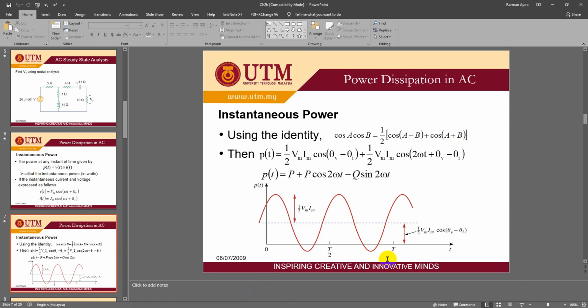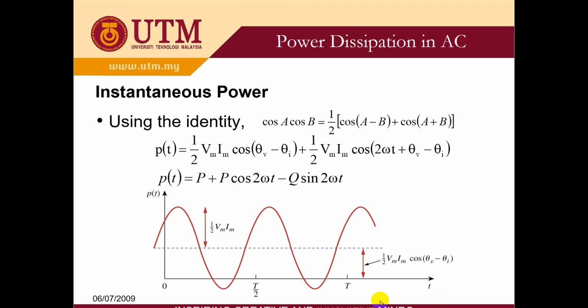If I open this slide bigger, if you look here, this is using the identity, then you apply it, and lastly you get p(t). The real power comes from here: 1/2 Vm Im cos(theta v minus theta i). Why is it Vm Im over 2 times cos?